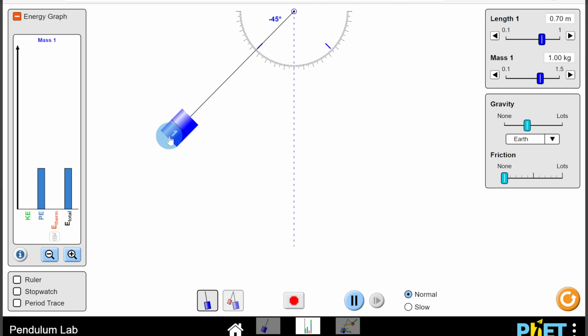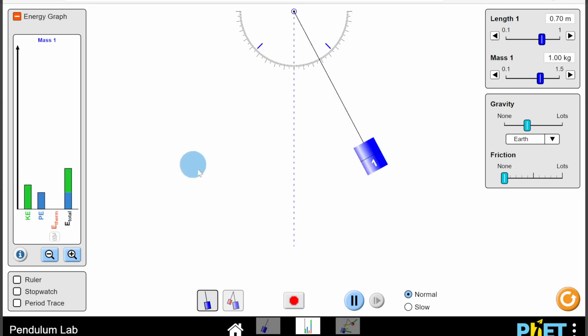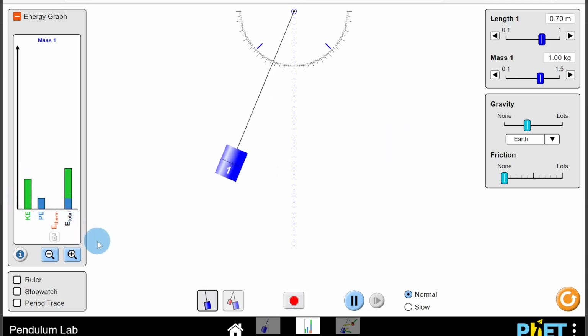As I then let this pendulum go, we're going to see a change from gravitational potential energy into kinetic energy and then back to gravitational potential energy again. So just to show you that here, you can see that the energy is constantly changing between the kinetic energy and the gravitational potential energy.